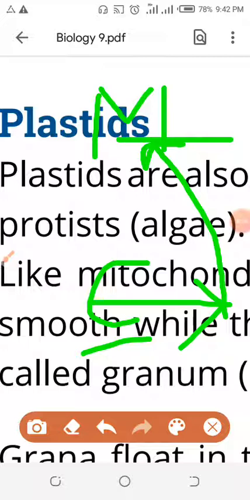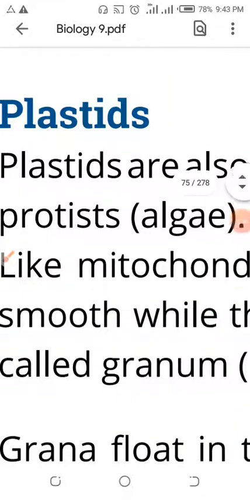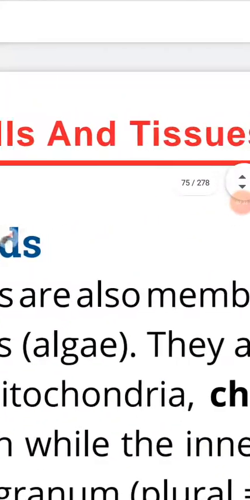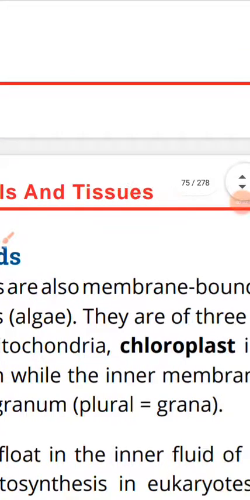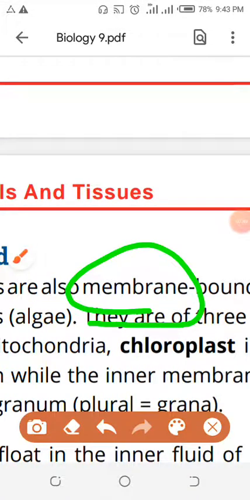You can use oxygen, just sit under the shade of the plants, your respiration rate will increase because you are getting more oxygen. We'll go back to the plastids. What are the plastids? They are the pigments, and they are membranous pigments. When they are membranous pigments, where will they be present? They will be present in the eukaryotic cell.